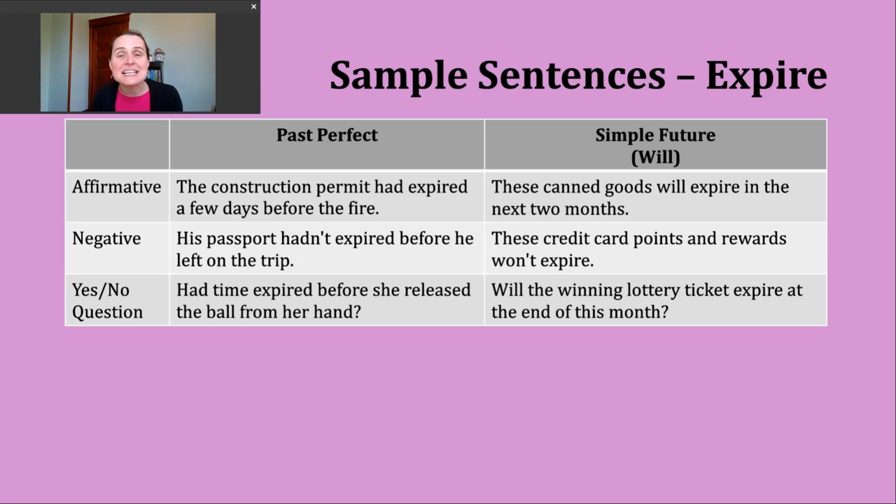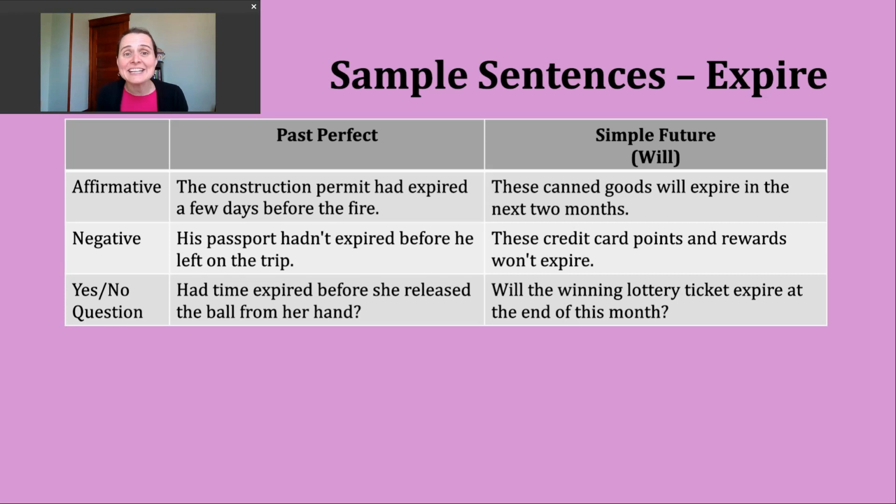The construction permit had expired a few days before the fire. Okay? So this sentence is going back to that first definition where we talked about authorization. So in many cities and states, you need official permission to build, repair, maybe expand something. And here the permit, or what gives that authorization, was no longer valid.